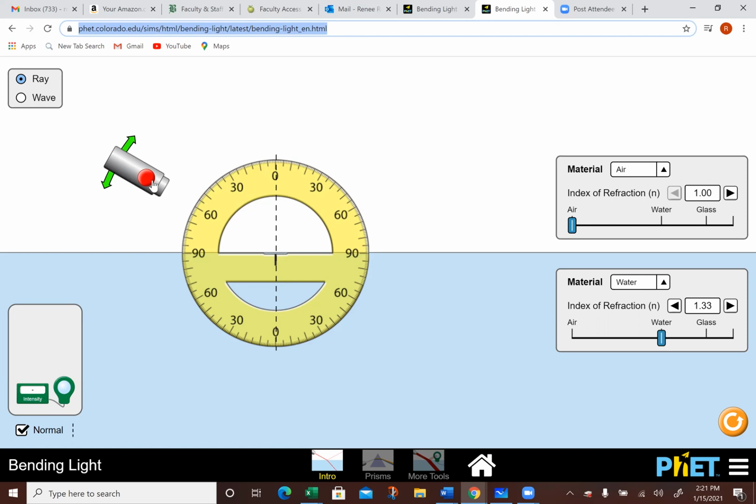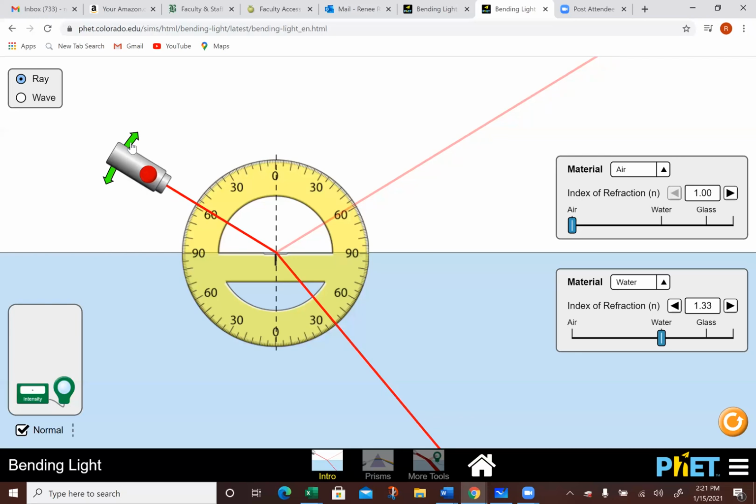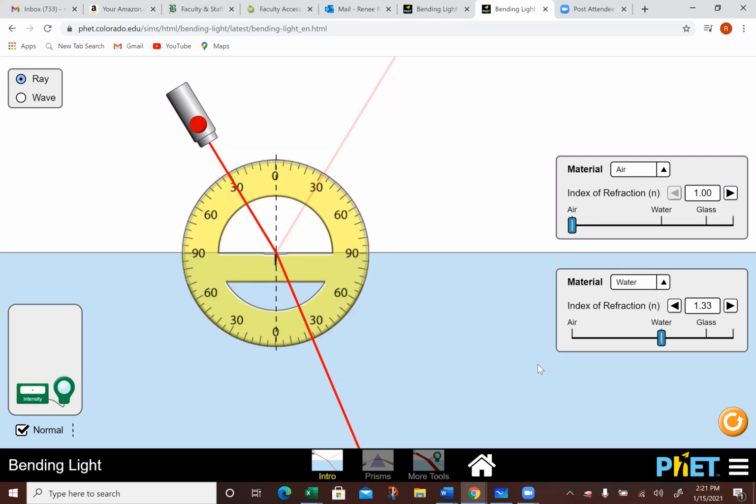All right, so what I want to do is turn on my laser. Remember, our materials are here, air and water. To turn on your laser, you press the red button. I'm going to swing this around till it hits 30 degrees. I'm going to go right over the 30 degree. This is my reflected line. This is my refracted line.